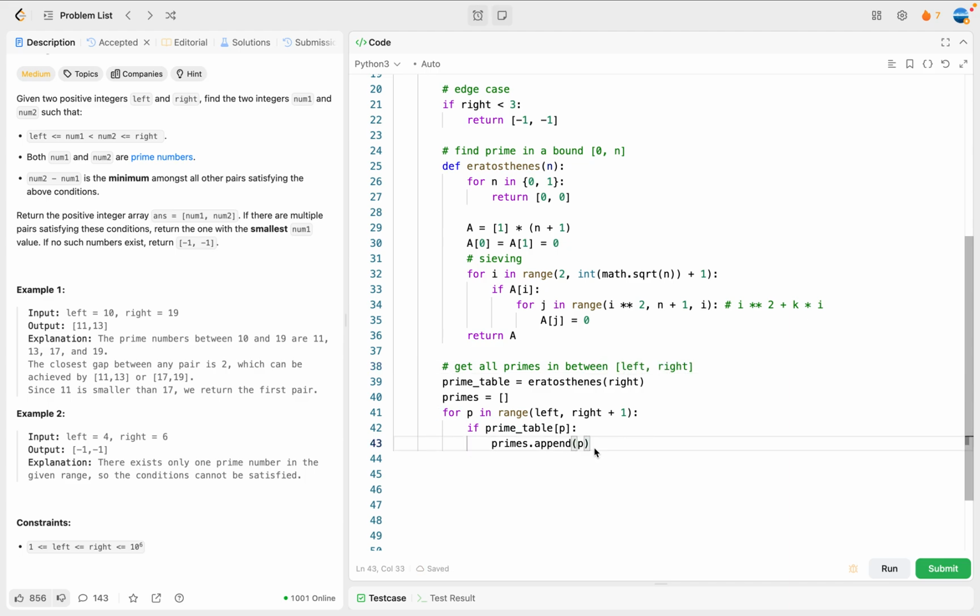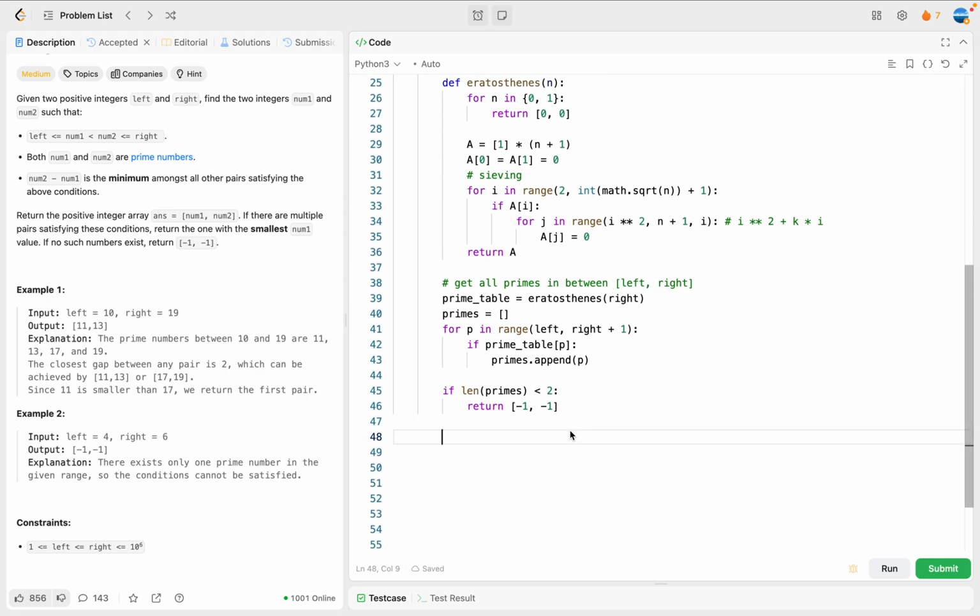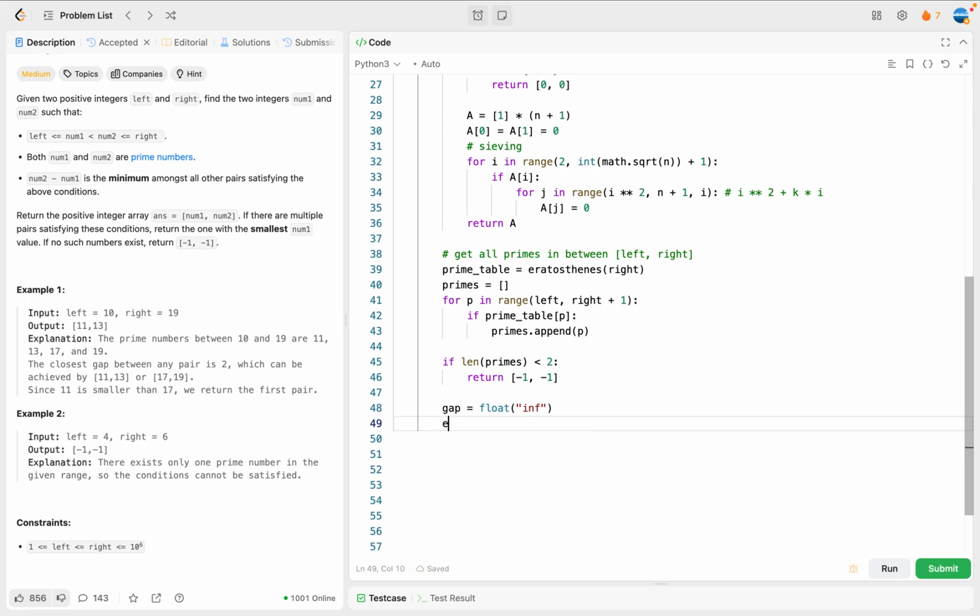So now what do we do? First we do a check if length of this guy is less than 2. So we do not have a good gap, so we can return -1, -1. And this is the one case. And then another case is that we can find the gap. Because we are going to find the minimum one, I will start with positive infinity. And then I also get the end idx, so I will set it to be dummy -1.